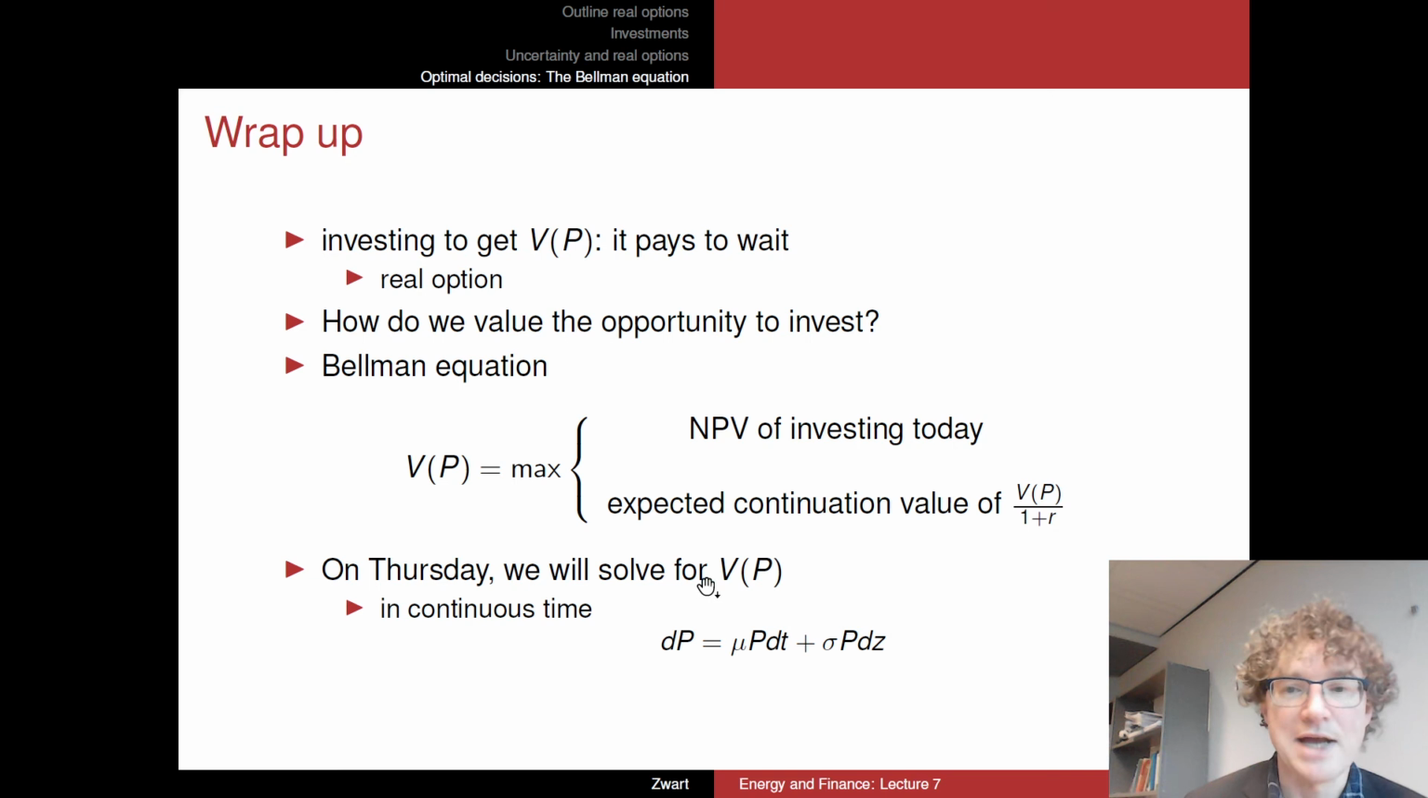So on Thursday we will actually solve that equation. We're going to solve that equation in continuous time. In order to do so, we'll have a particular continuous time process for this P, and this process will be the geometric Brownian motion with a certain drift mu and a certain volatility sigma that we have looked at before.